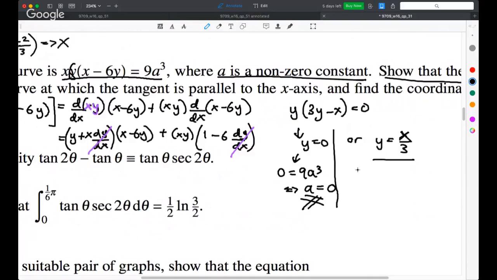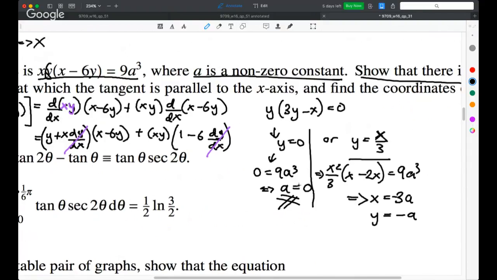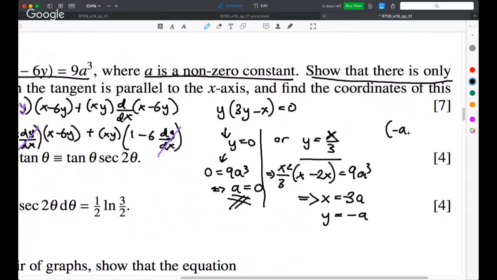So let's return to our original equation and plug in y is equal to x over 3. We get x squared over 3 times x minus 2x is equal to 9a cubed. If we solve this for x, we get x is equal to minus 3a. So therefore y is equal to minus a. So that is the point. The point is minus 3a, a. And that is the only point at which this is true.